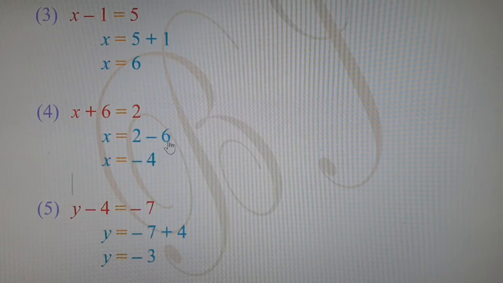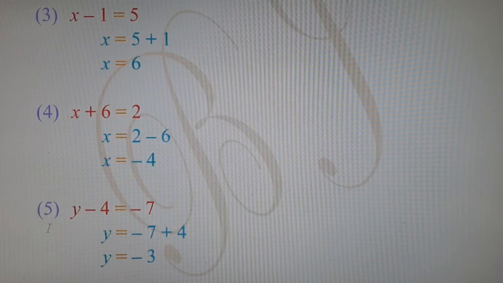But we have to put the bigger number's sign. 6 is a bigger number, it has a negative sign. Our answer will have a negative sign. So 2 minus 6, our answer will be minus 4. Hence the answer will be x equal to minus 4. This will be the solution for the equation. X equal to minus 4 is the solution for the equation.